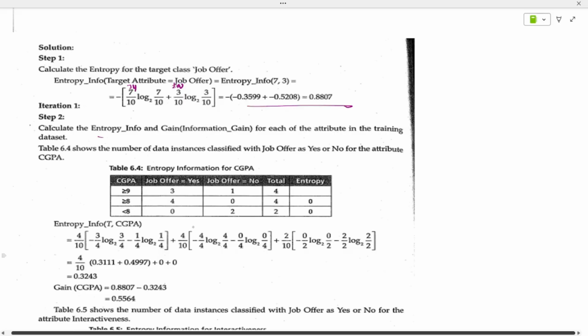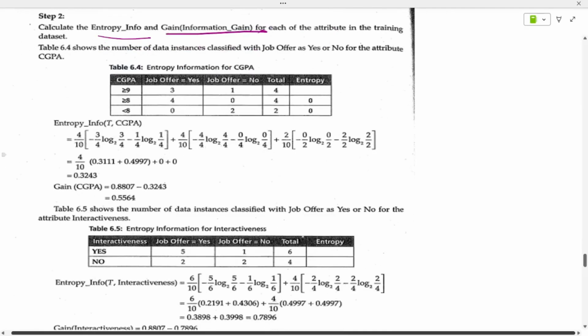Now what you have to do is find out the entropy info and information gain for the attributes. You will be taking CGPA individually, next you will be taking interactiveness. That is how you will be calculating for individual values: greater than 9, greater than 8, and less than 8 are the 3 possible CGPAs in the given whole data set of 10 elements, and how many are yes and how many are no, you will be saying.